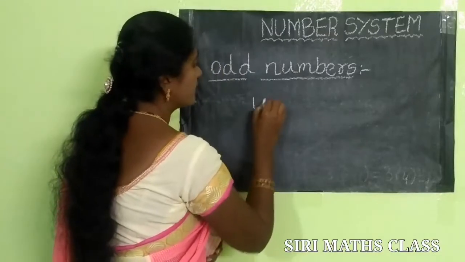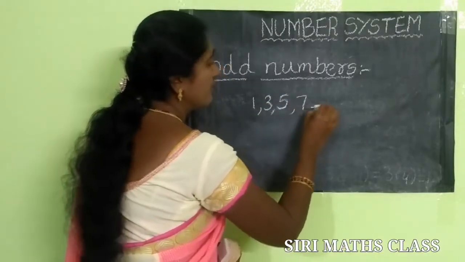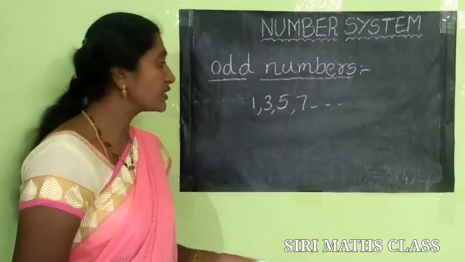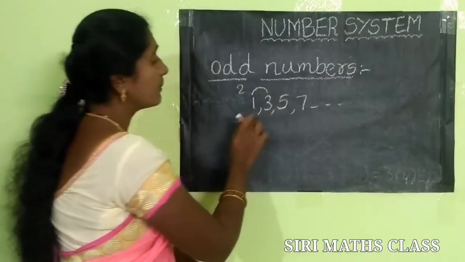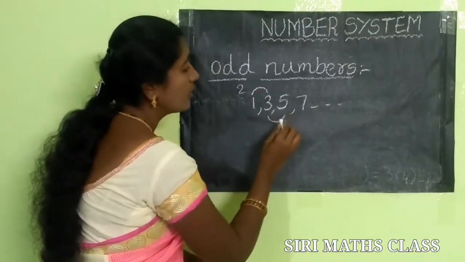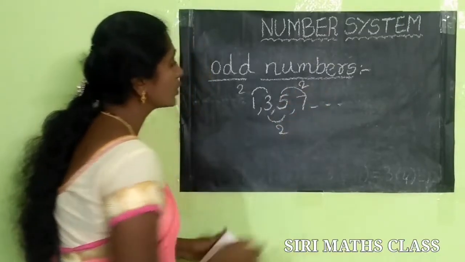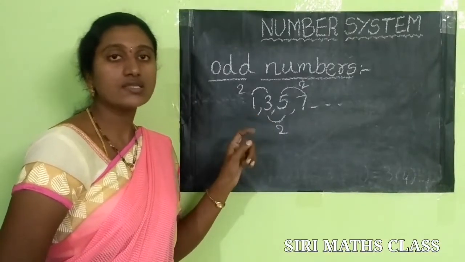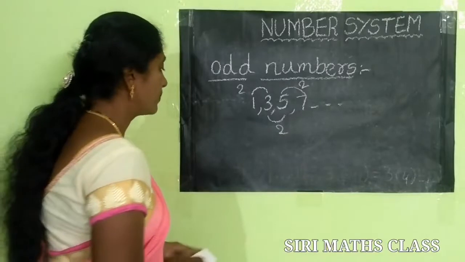Odd numbers are 1, 3, 5, 7 and so on. The difference of any two consecutive odd numbers is 2 only. Check here: 3 minus 1 is 2. 5 minus 3 is 2. And also 7 minus 5 is 2. So what can we say? The difference of any two consecutive odd numbers is 2 only.